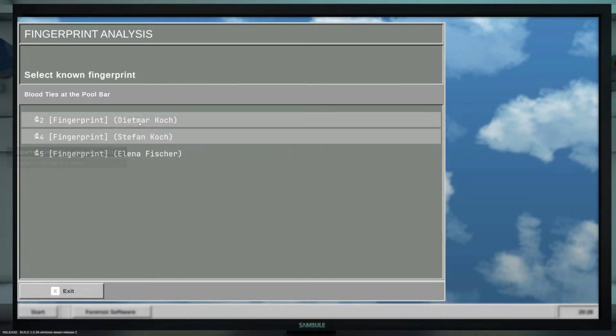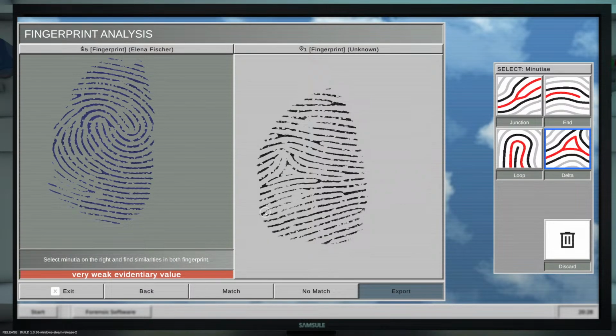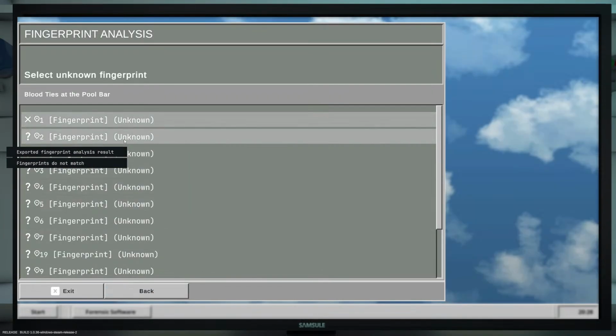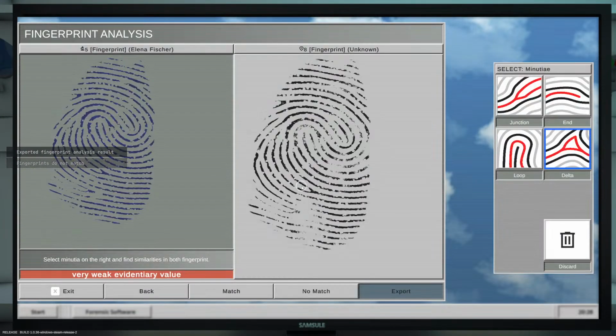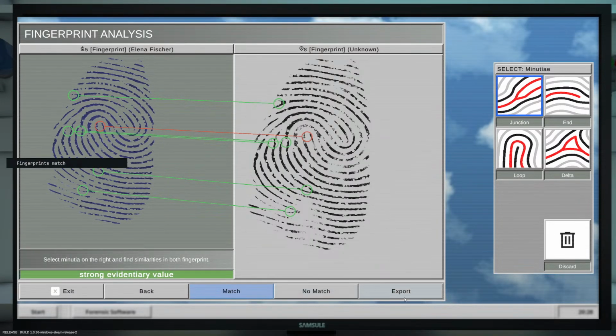Okay. Let's check Elena. Okay, we'll just go through these quickly here. No match. Yep, here we go. Elena. Got Elena here. We'll do the junctions, since they are the quickest to find. Oh, I guess that's not a junction. My bad. Got another junction here and here. Okay, match.